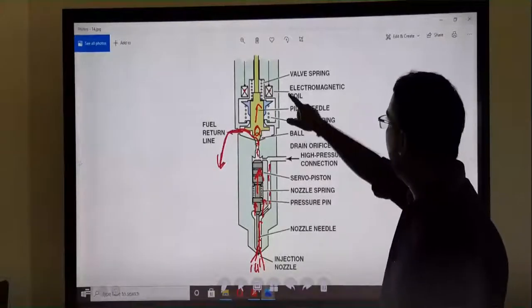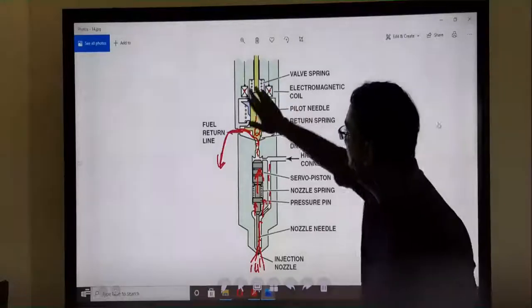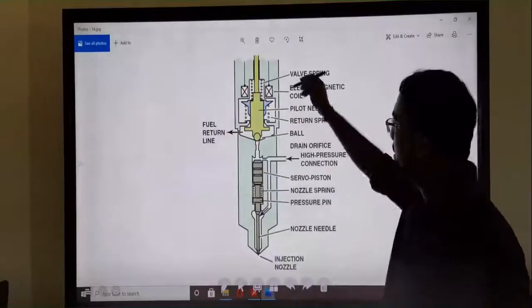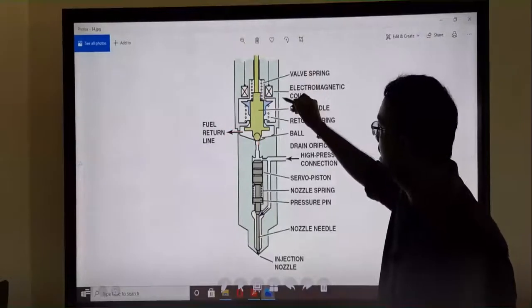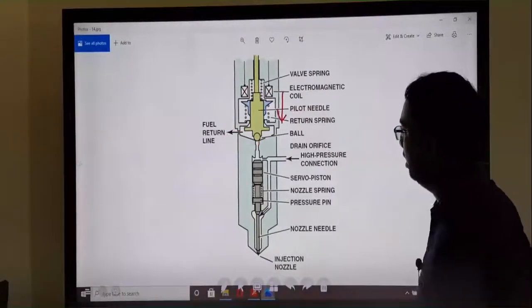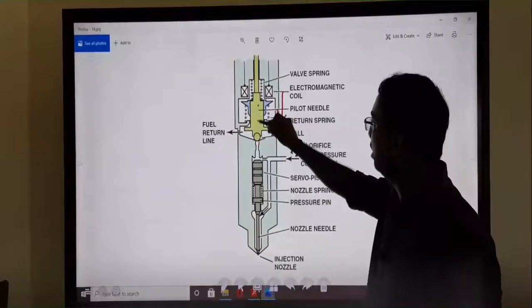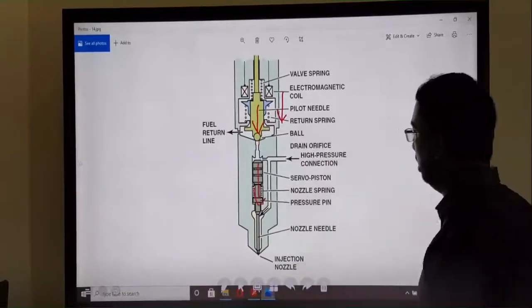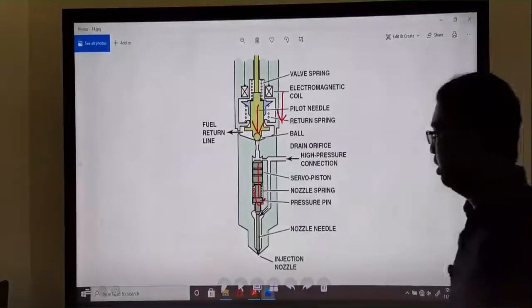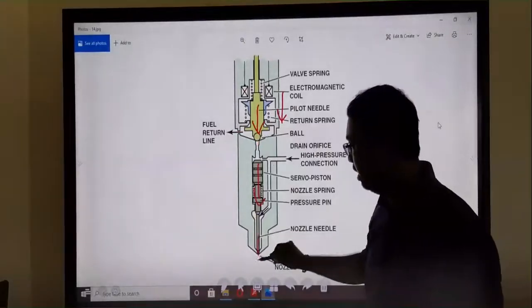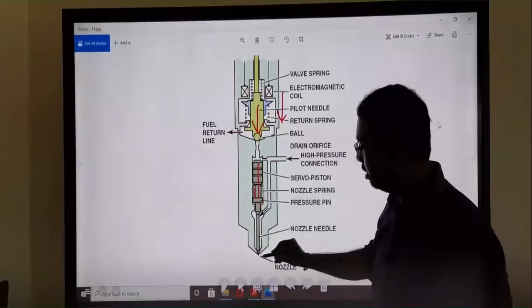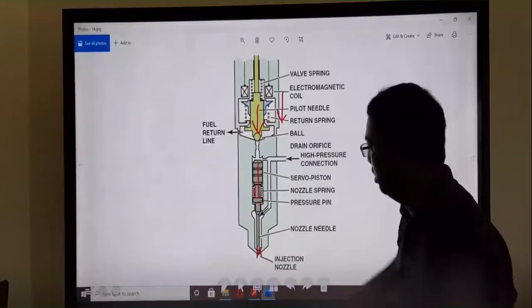Then there is a return spring after this injection, and the return spring lets it return to its starting position. So then this pilot needle comes to this starting position, and that nozzle spring also arrives at its earlier position. Then this path is fully closed.